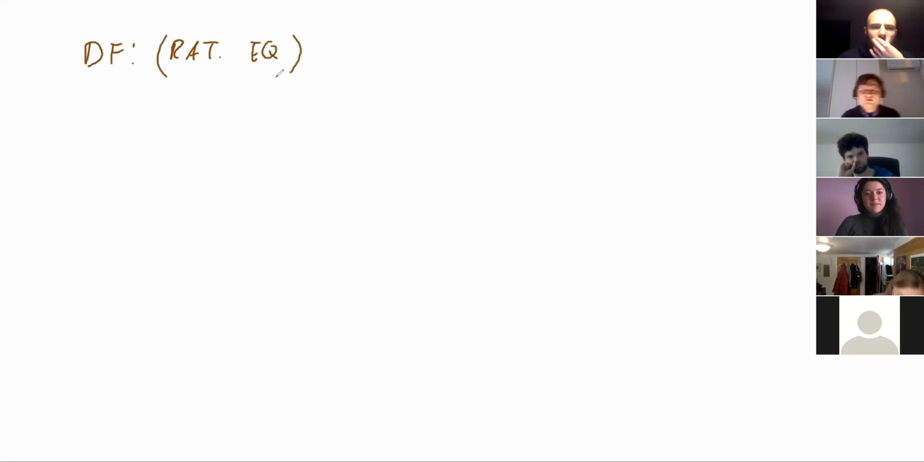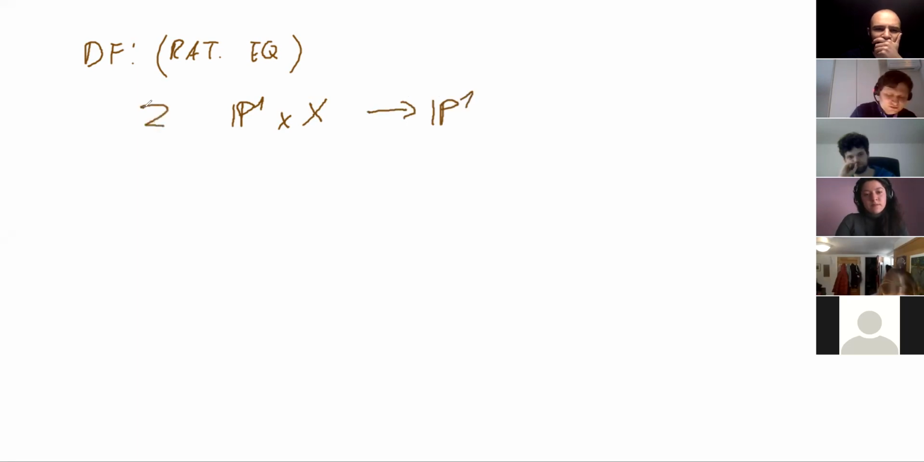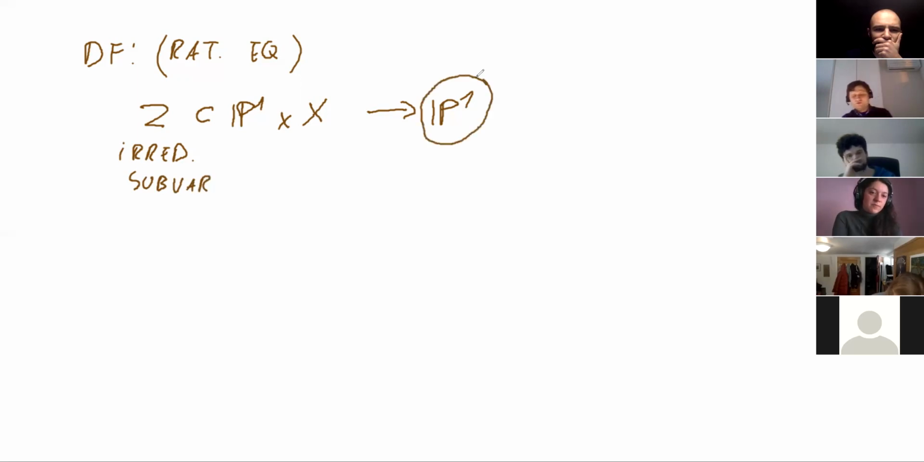Okay, and it goes as follows. We look at P1 times X. So this comes with a projection to P1, okay? And we take any irreducible subvariety here. The only thing is that we don't want the image to be a point. So we assume it's not contained in a fiber.